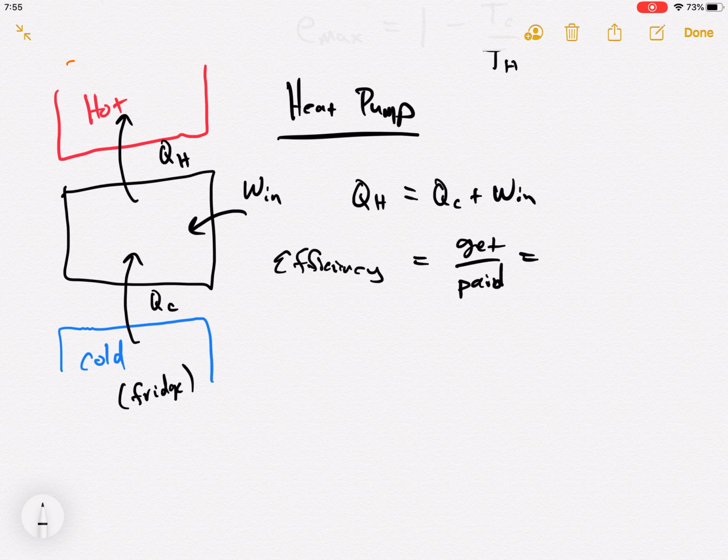There. So what do I get? Well, that depends on what I want here. For a fridge, I want Q cold, and what I had to pay was the work that went into the system.